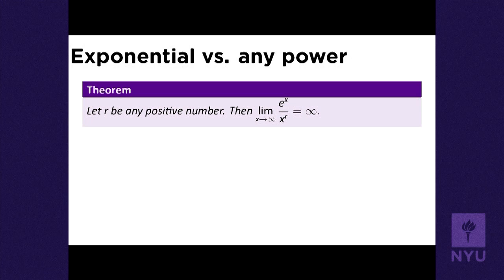Okay, well, let's be a little bit general then. The general theorem is that if you have any positive number, not just a positive whole number such as 1, 2, or 3, but a positive fraction will work too, or a positive irrational number if you really want to get crazy, the quotient of e to the x by x to the r will have an infinite limit. So exponential growth dominates any power law growth that you can write down.